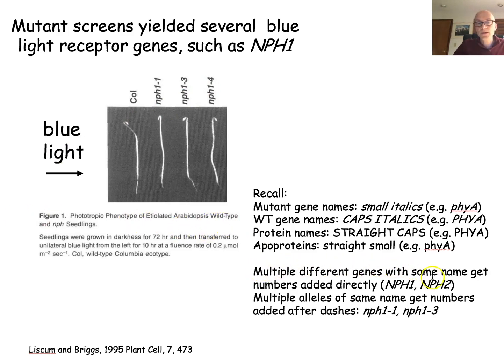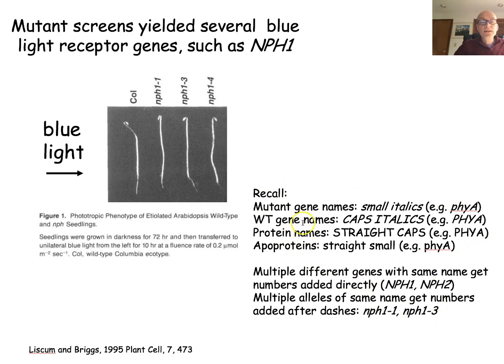So what I just told you about is multiple different genes with the same name get numbers added directly. So NPH1 is the non-phototropic response. NPH1 and NPH2, those would be different genes, 2 different genes. They're just both non-phototropic. But if it's the same gene, as it is in this case here, then multiple alleles will have the same numbers at the beginning, but then they get the dashes added on, and those are the ones that distinguish them. So in this case, NPH1-1, NPH1-3.